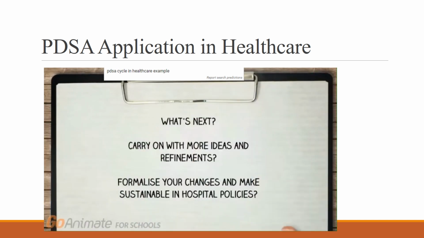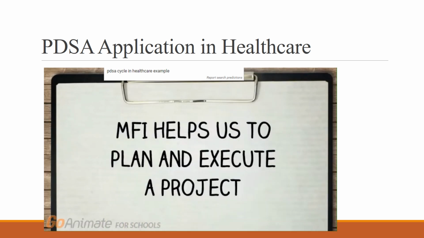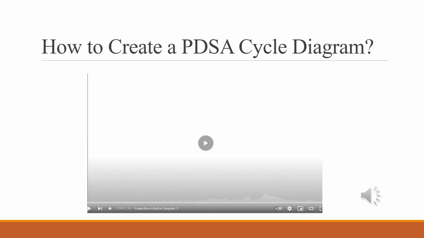You can carry on changing and refining your process across a number of cycles, or you can then formalise what you've changed as official hospital policies once you're happy that they're working well. So, in summary, we've seen how the model for improvement can help us plan and execute an improvement project. Good luck with your project. Now that we understand how a PDSA cycle can be applied to healthcare, the next slide will show you how to create a PDSA cycle diagram using PowerPoint.